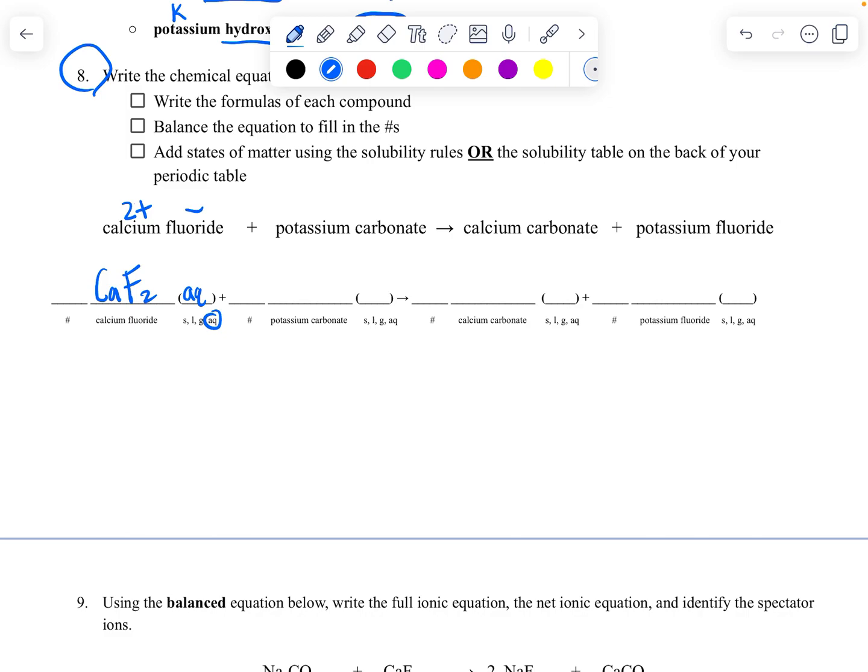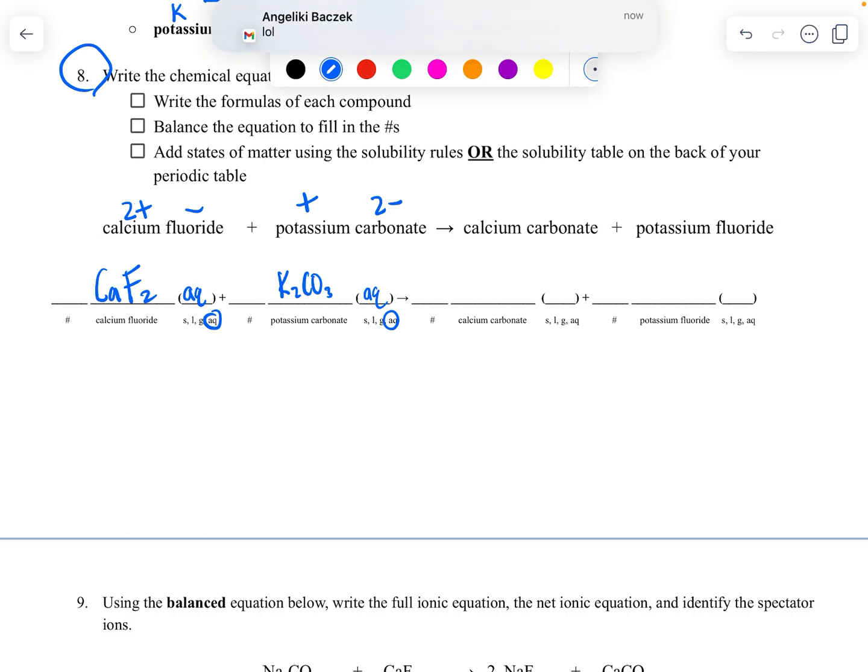Okay, moving on to the next one. Potassium is a 1 plus, carbonate is a 2 minus. What is the ratio that they're going to combine to? Looks like it's going to be a 2 to 1 ratio, right? So K2CO3. Okay, let's refer back to the solubility rules. Carbonate, that is rule number 6. Carbonate will be insoluble except when they are what? Combining with alkali, which, yes, potassium is indeed an alkali metal. Also aqueous. That was easy.